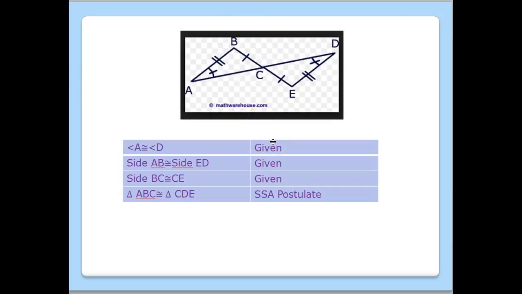So first of all, we're given information that tells me angle A is congruent to angle D. Okay? You can tell this because it has the little hash marks. That's a given. We also know side AB is congruent to side ED, and you know this because of the two little marks. Okay? Now, we know that side BC is congruent to side EC, or CE, and that's a given.